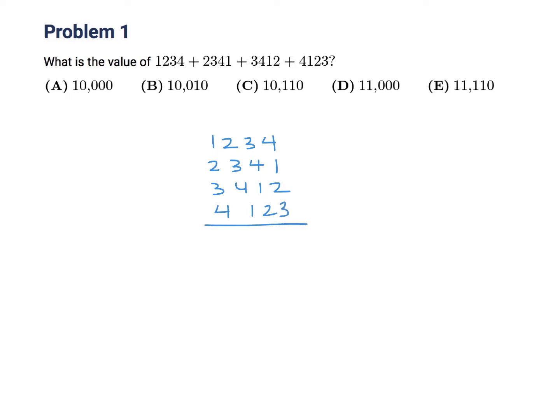So let's add this up. First, this one, we've got 10. Then this looks like 11 to me. This looks like 11, and that is also 11. So 11110, and that is E.